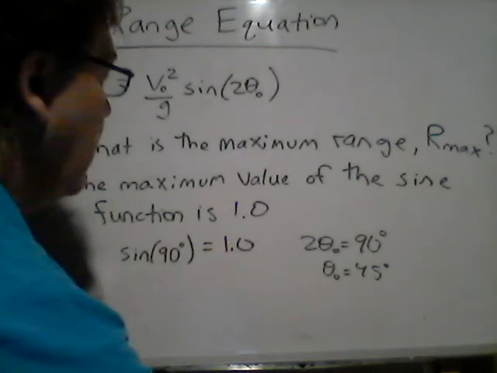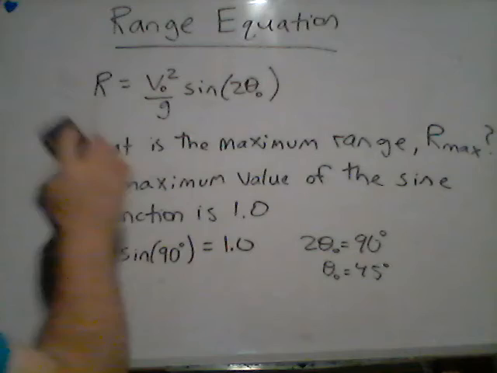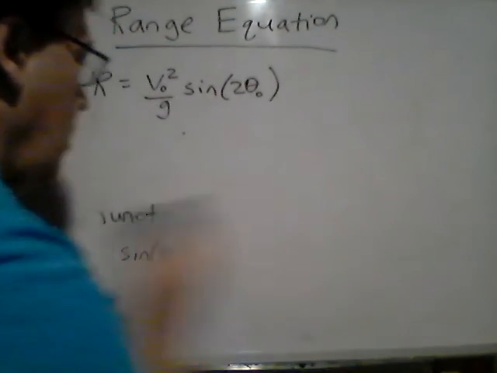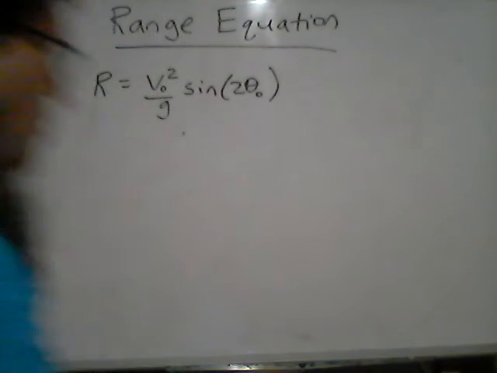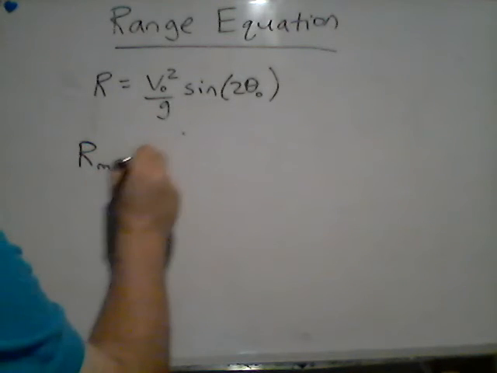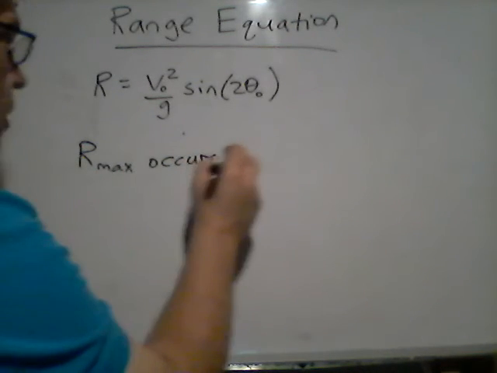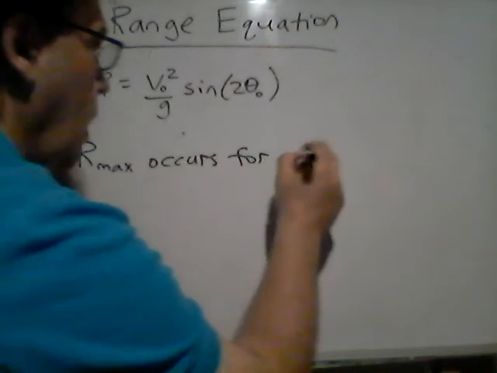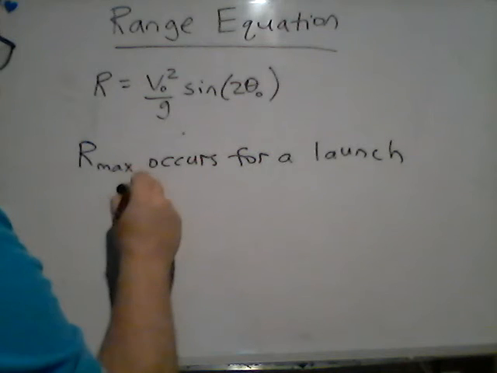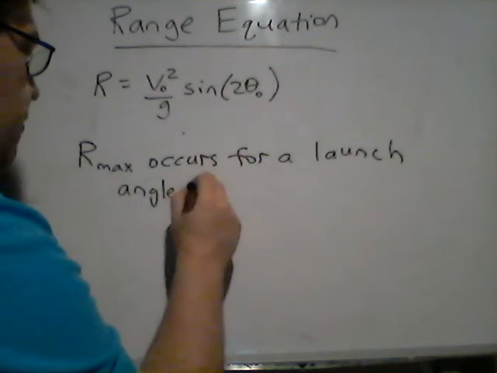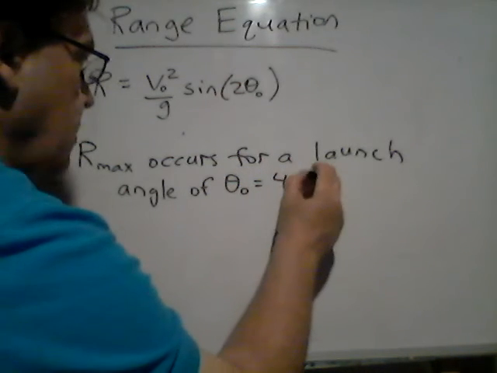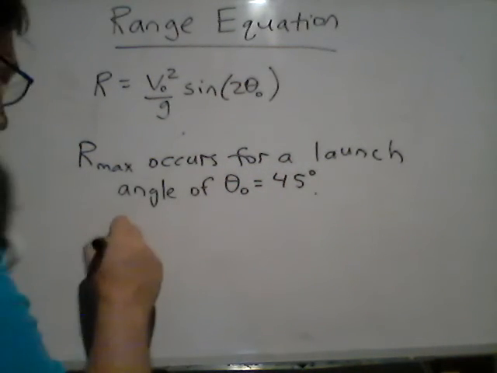All right? And so let's write this down. The maximum value of R, the maximum range, occurs for a launch angle of theta naught equals 45 degrees.